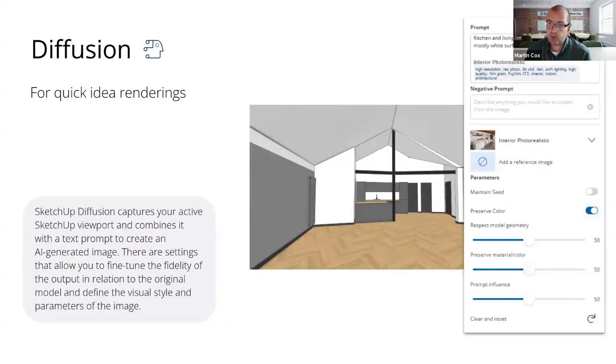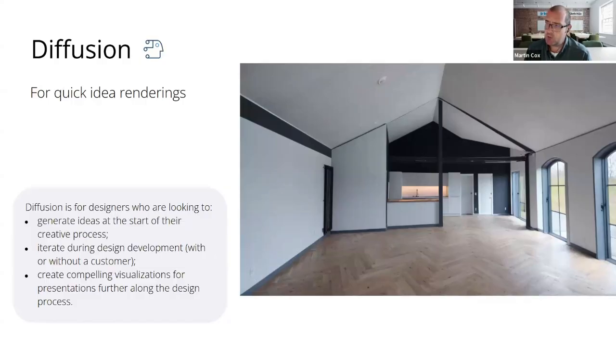And then we have SketchUp Diffusion as well. SketchUp Diffusion is an AI rendering tool. It's currently included in SketchUp. It's still in public beta at the moment. Because we're learning how people are using Diffusion as we go, Diffusion is really for designers. They're looking to generate ideas at the start of the creative process.